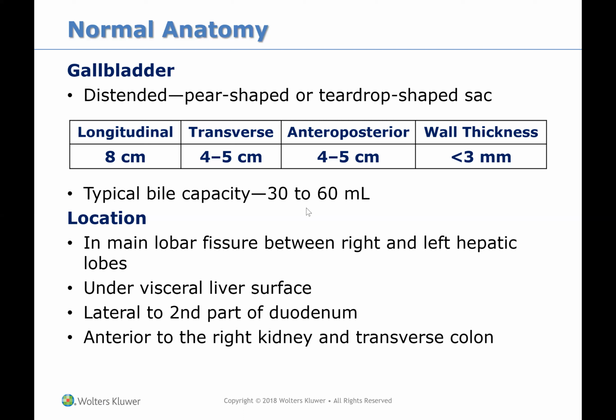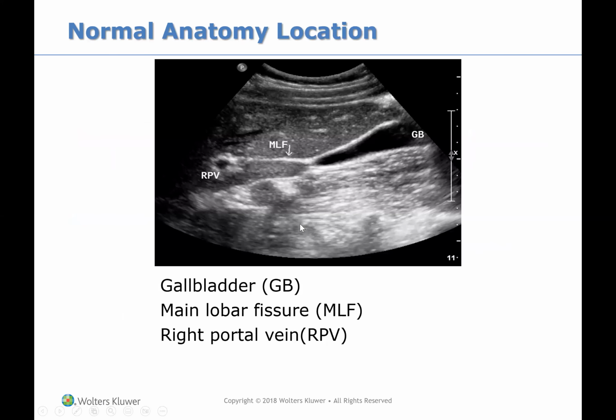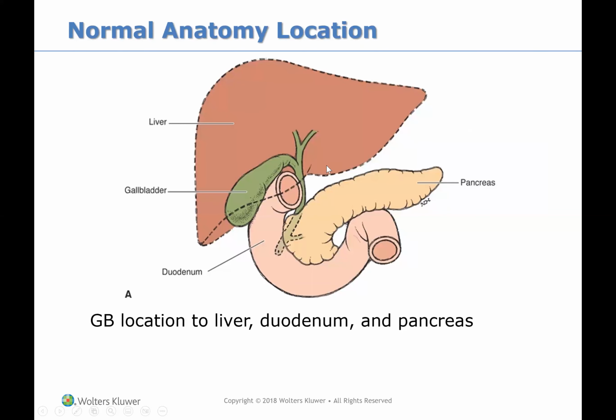It's located in the main lobar fissure between the right and left hepatic lobes. This is a sonographic image of the main lobar fissure and the gallbladder here. Here's another image of this. This should look familiar from your anatomy. See the gallbladder right here and the bile ducts going into the liver.